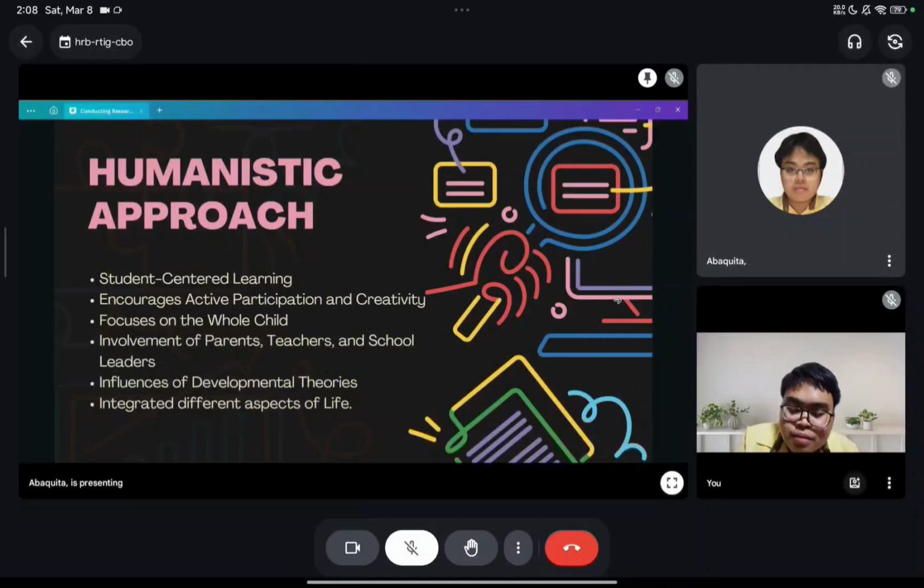And then the last one is the integration of different aspects of life. This approach emphasizes that learning integrates the three main areas of human life, which are the personal life, occupational life, and the civic life. Personal life is the self awareness, the relationships, and emotional well being, while the occupational life is the career development and the real world skills. And lastly, the civic life is the social responsibility and the community involvement.